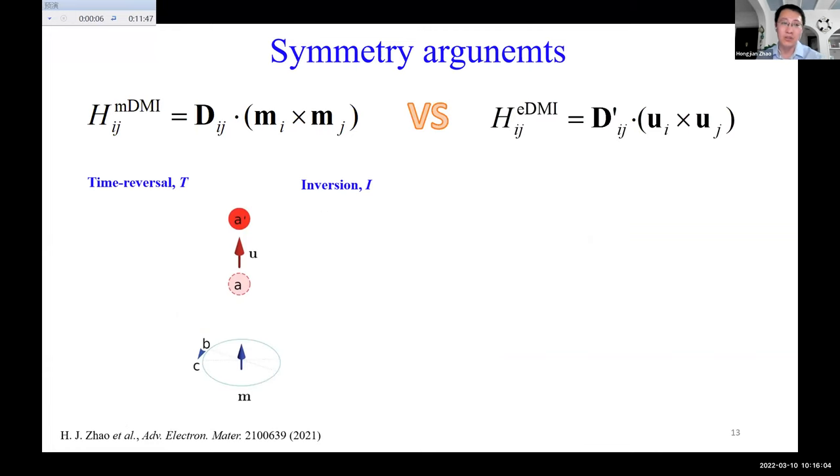Let's look at the time reversal. Time reversal contains time. If you put a negative sign on your time, you have the time reversal transformation. Because the dipole doesn't involve time, after the time reversal, your dipole doesn't change. Well, the electric current involves time because current equals dq over dt. So after you do the time reversal, the current from B to C now changes from C to B. After that, your magnetic moment reverses its sign.